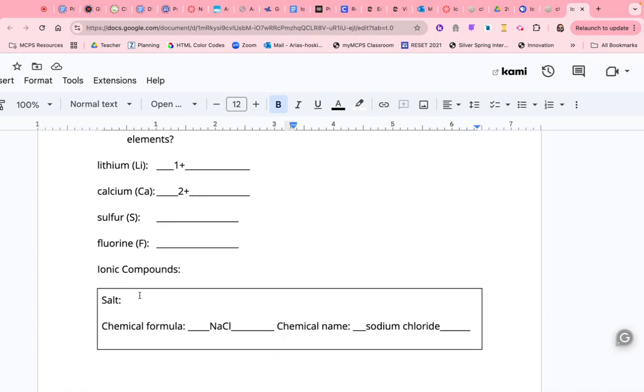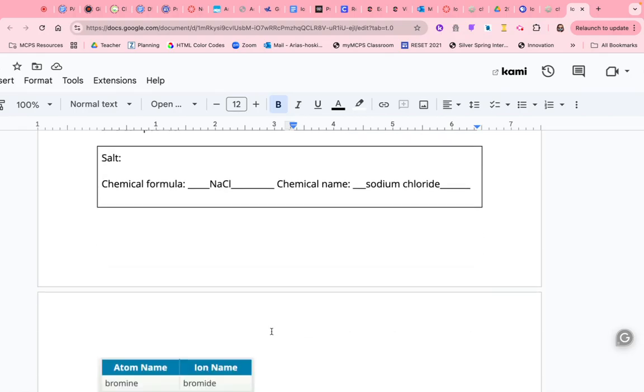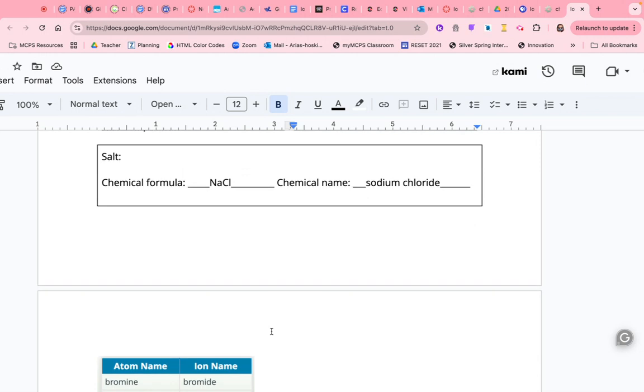Now, the ionic compounds. Salt. The chemical formula for that is NaCl. Make sure to write it on your paper. The chemical name is sodium chloride. So when you are in the kitchen cooking or something like that, you'd say, hey, pass me the sodium chloride instead of the salt. It's the same, okay? It's just two different elements that make a compound. They are together and they create the salt.